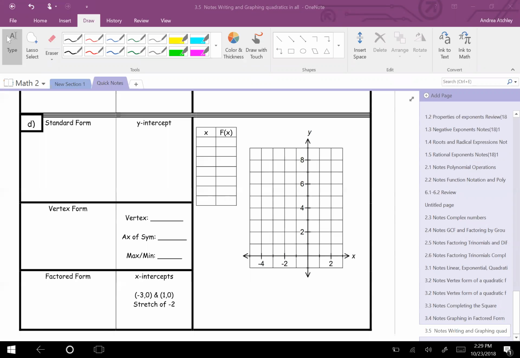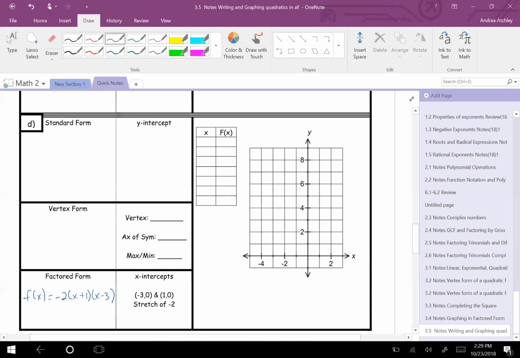Let's see. Who's going to start us off? Jacob, what'd you do first? I did factored form. Okay. f(x) equals -2 times (x plus 1)(x minus 3). Very good.